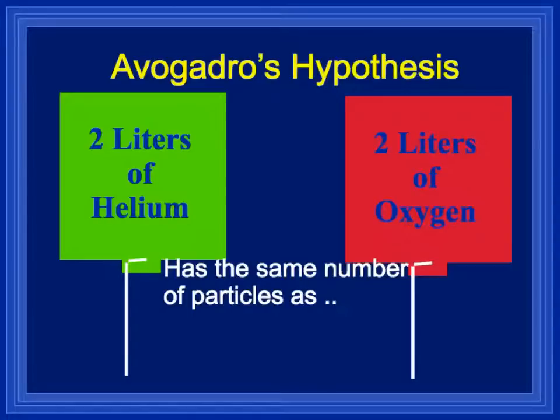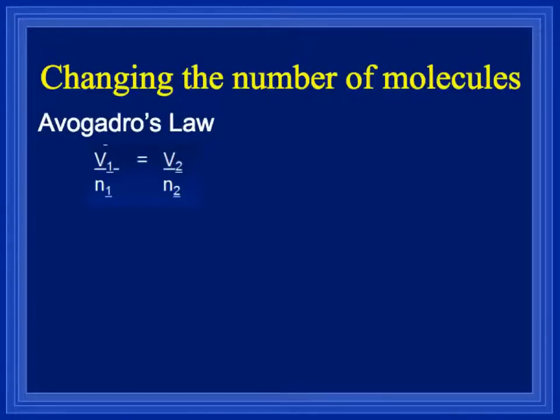So from Avogadro's hypothesis, doing research with different gases at the same volumes, we come up with Avogadro's law, which is V1 over N1 equals V2 over N2. What Avogadro's law says is that a ratio of moles is equal to a ratio of volume. So this can make stoichiometry from liters to liters of a gas, from one type of gas to another, very simple.